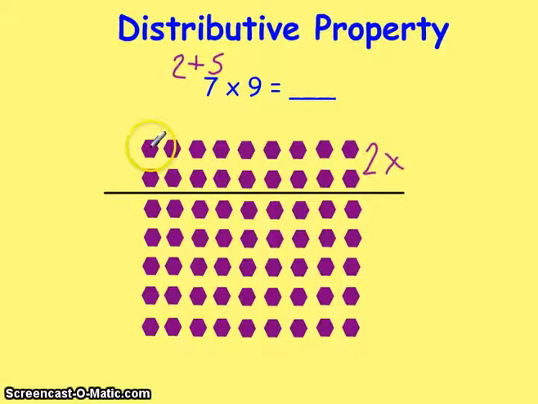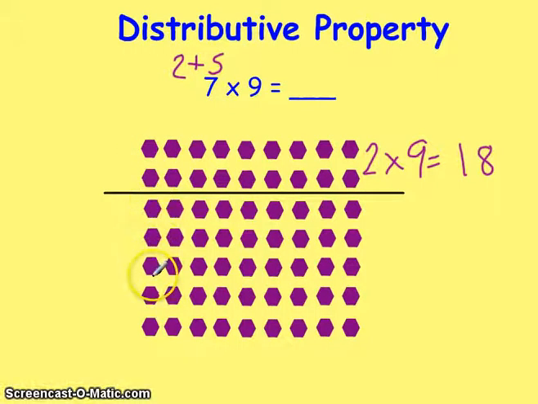But let's make sure. 1, 2, 3, 4, 5, 6, 7, 8, 9. 2 times 9. Maybe you know a doubles fact of 2 times 9, or maybe you want to count your individual pieces, but 2 times 9 is 18. Let's look. I should now have 2 at the top and 5 at the bottom, but we'll check.